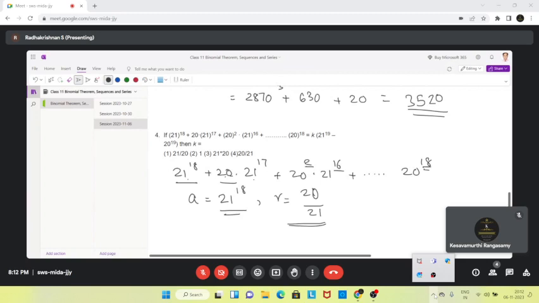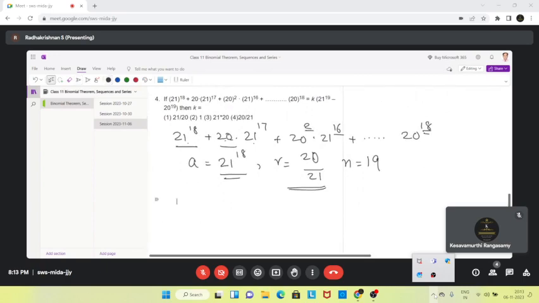So in this series, the 21 exponent was 18 in the beginning, it has become 0. 20's exponent goes from 0 to 18. So number of terms is all numbers from 0 to 18, which means 19 including 0, right? 0, 1, 2, 3, 4 up to 18. So we have a, we have r, we have n, and all we need to do is the sum of the geometric series with these parameters.